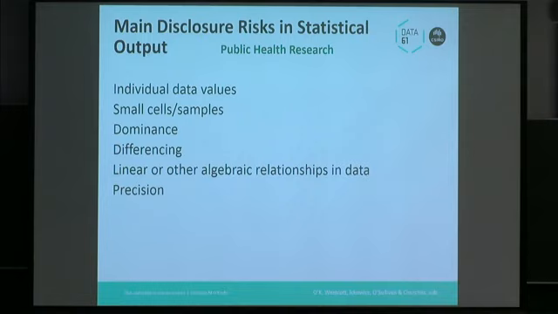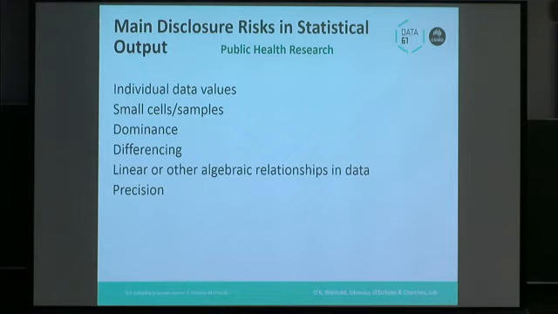Obviously, if you release a data value, that's not good. Small cells, small samples, dominance of one entity in the data set, differencing, linear or other algebraic relationships in the data, and precision of outputs. So they proposed that they wanted to build a virtual data centre, and they didn't want to have manual output checking, okay? Because it's too expensive to have your experts sitting around checking outputs for hundreds of researchers. It doesn't scale.